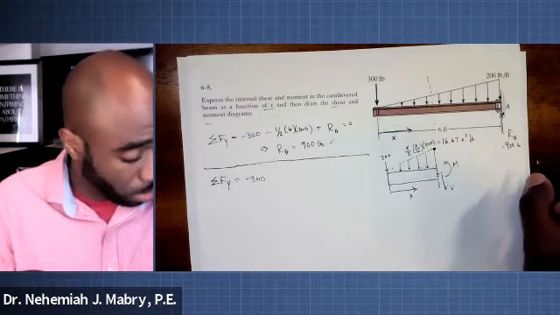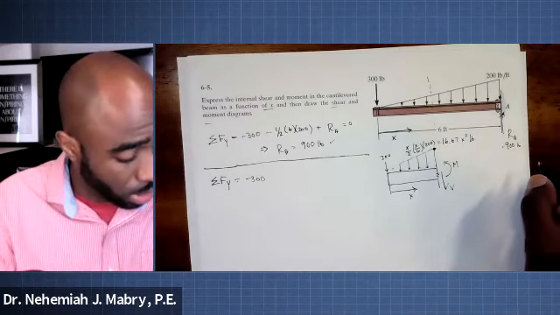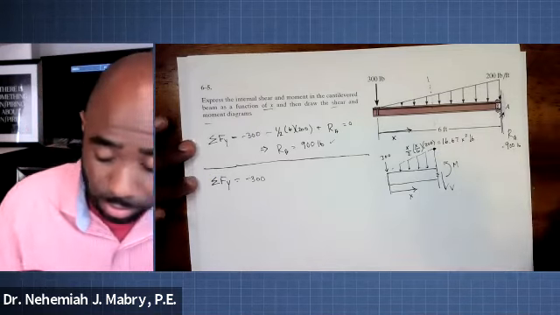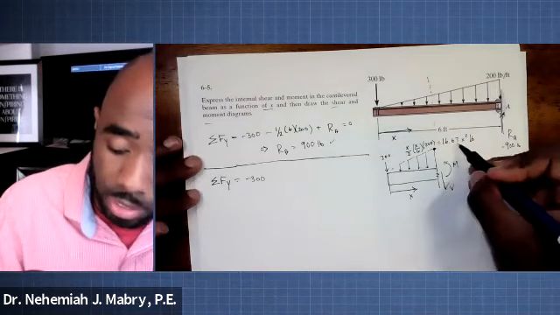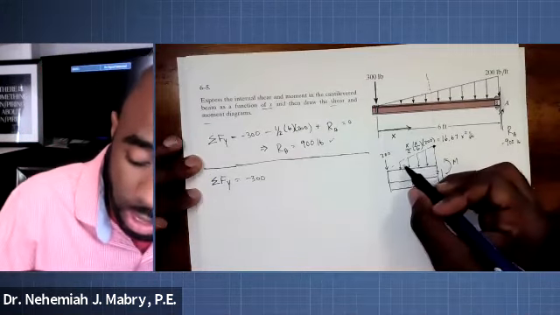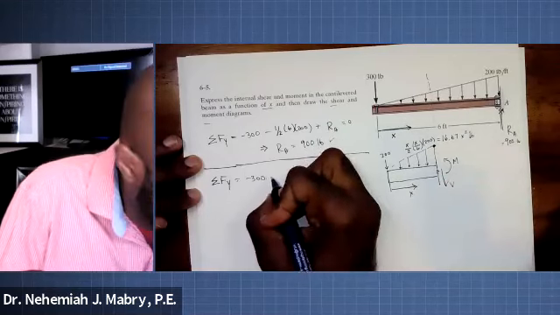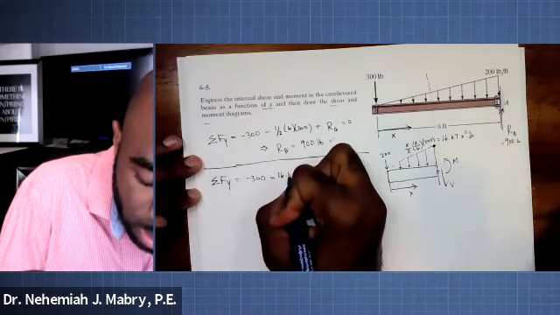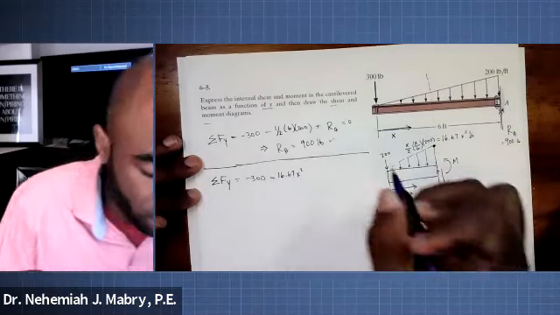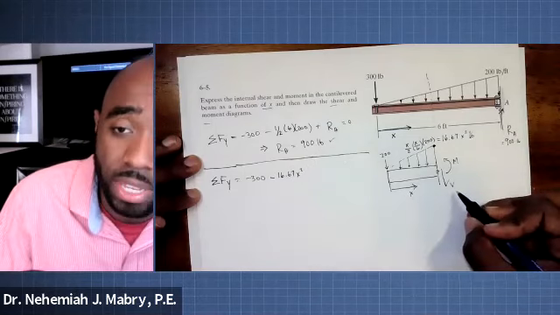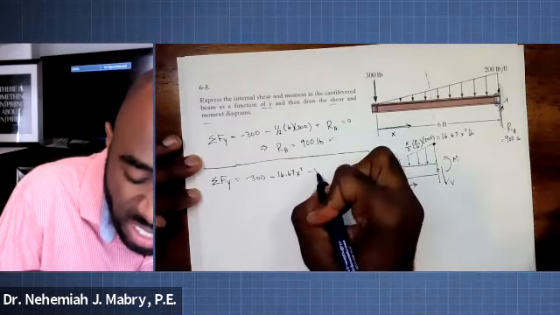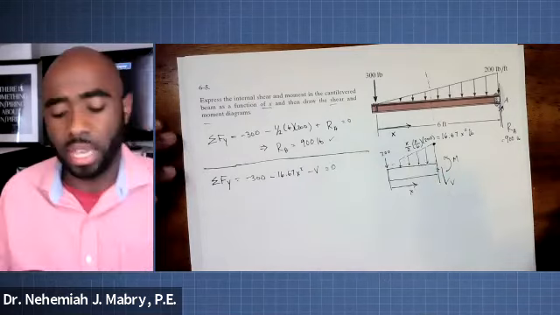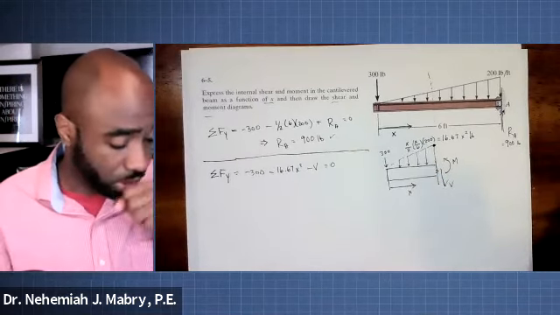So negative 300 minus this entire resultant load, which is 1/2 base times height, minus 16.67 X squared. And then we got a V going down here, so we'll say minus V, and set that equal to 0.